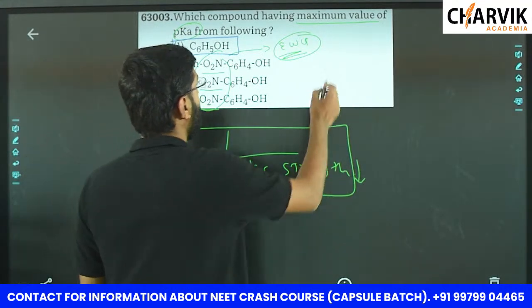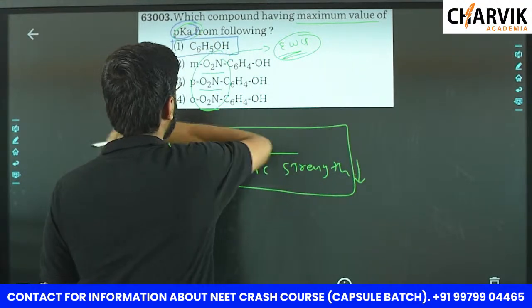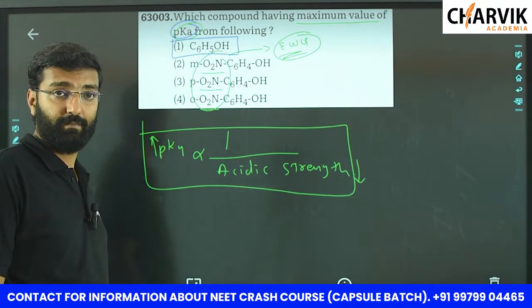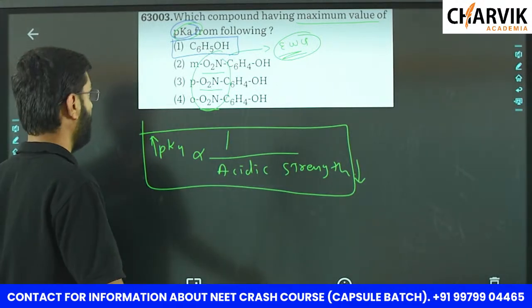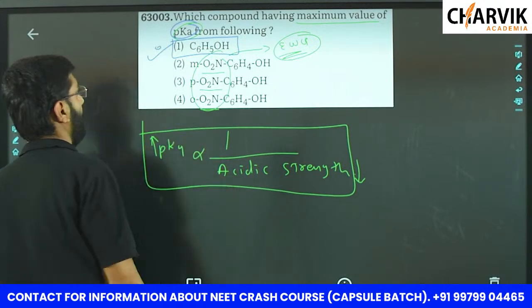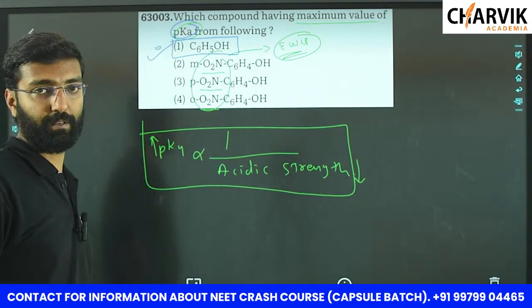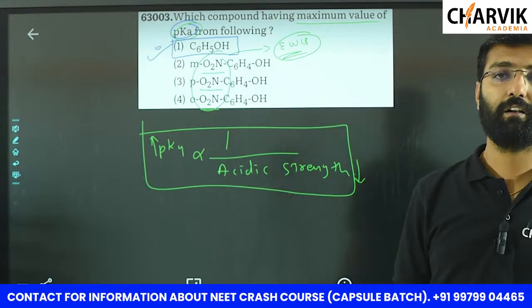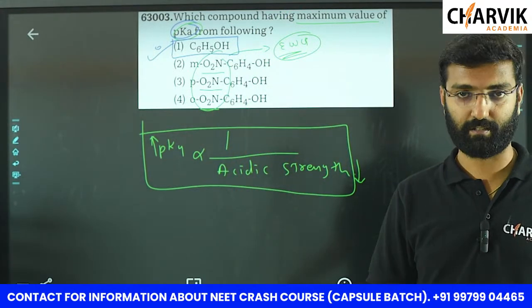But our question asks for the maximum value of pKa. That means our acid must be weak, right? So this is your correct option. In the presence of an electron withdrawing group, acidic strength will increase. Right?